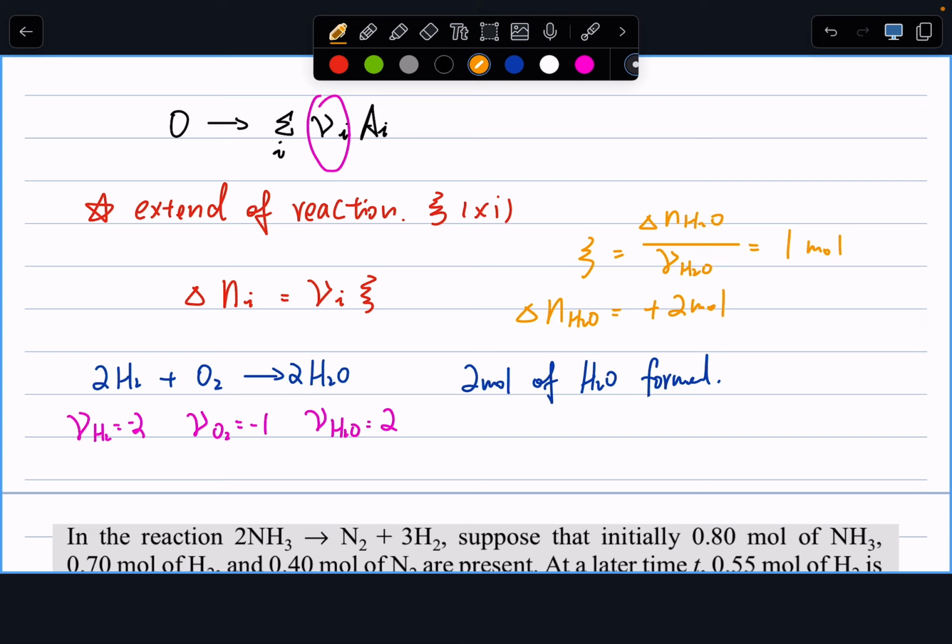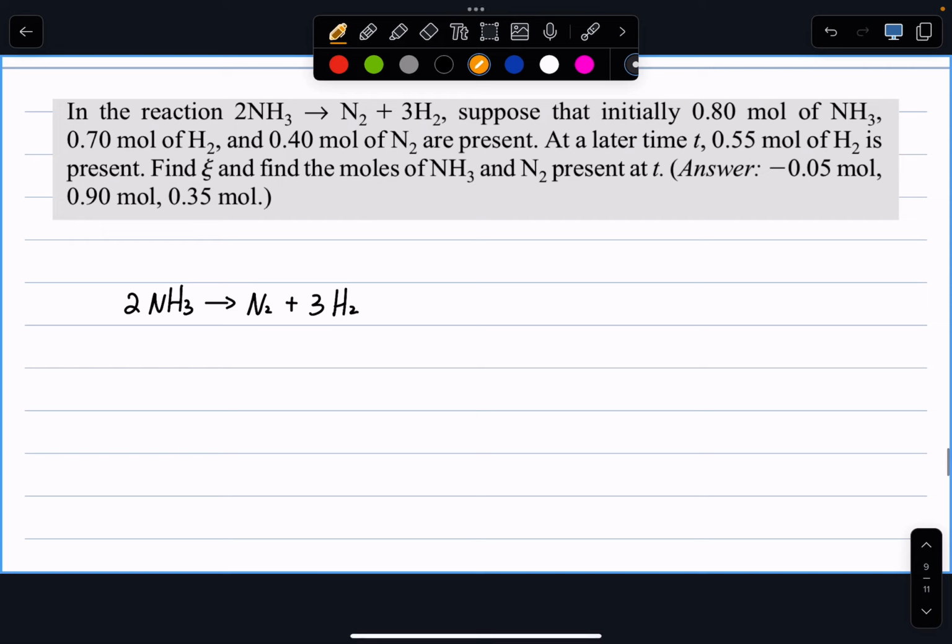Let's do one more example together, just to get you familiar with this notation, because we will be using it later on. It's not hard, it's just like the Gen Chem stuff with new notation. We have a reaction where ammonia decomposes into nitrogen and hydrogen. We're given 0.8 moles of NH3, 0.7 moles of H2, and 0.4 moles of N2 present. That's our initial condition. At a later random time t, we end up having 0.55 moles of H2 present. Can you find the ξ of the reaction and also find the number of moles of NH3 and N2 present at time t?